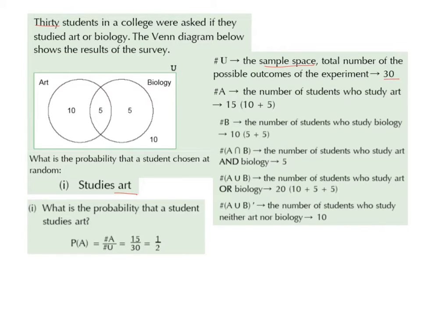So this symbol here represents the cardinal number of elements. The intersection is going to tell us who studies art and biology. And the union is going to tell us who studies art or biology. And the cardinal number of elements of A union B complement is going to tell us who studies neither art nor biology.